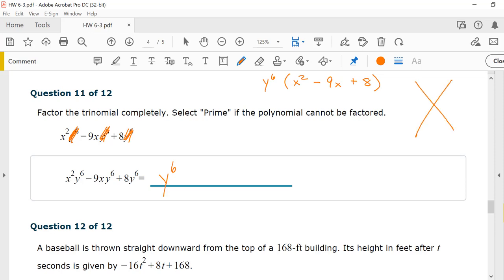So I need to put an 8 up top and a negative 9 down below. The signs are the same. They're both negative. Factors of 8, 1 and 8, 2 and 4. If they're both negative, what's negative 1 minus 8? Negative 9. So I get the factors y minus 1 and y minus 8.